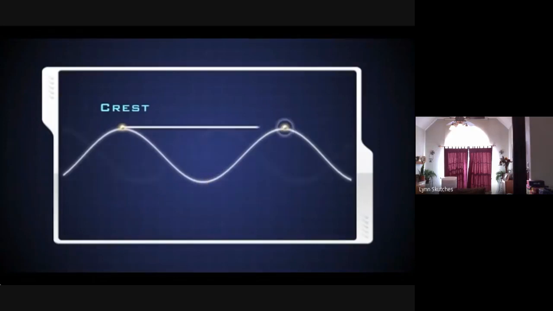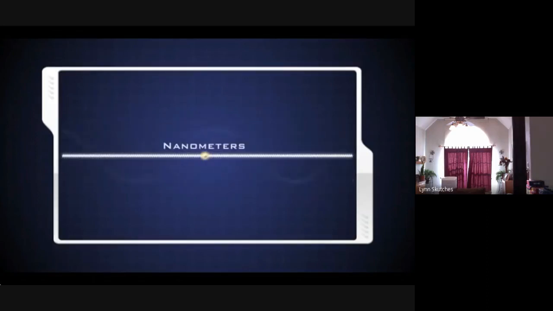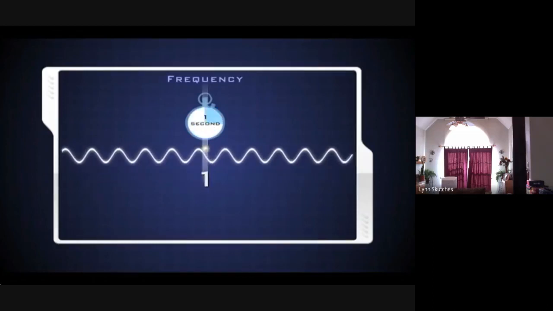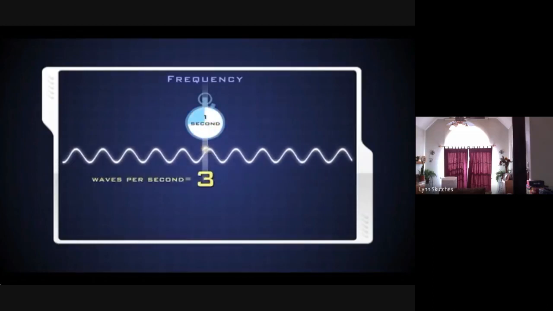The distance between crests is the wavelength. While some EM wavelengths are very long and are measured in meters, many are tiny and are measured in billions of a meter, nanometers. The number of these crests that pass a given point within 1 second is described as the frequency of the wave. One wave, or cycle, per second is called a hertz.